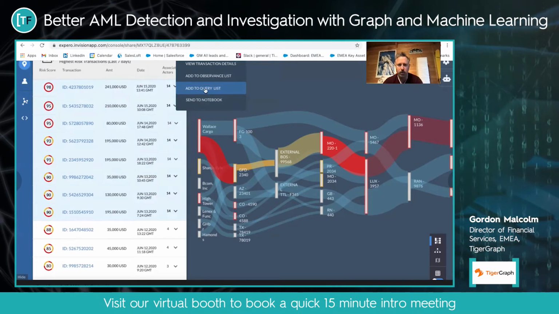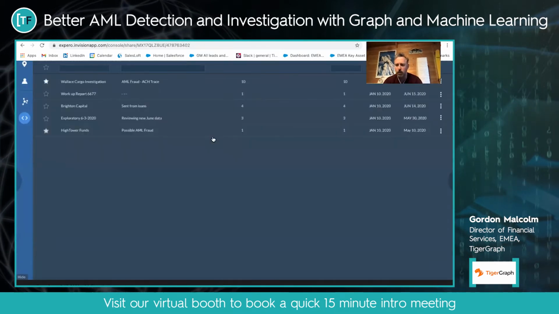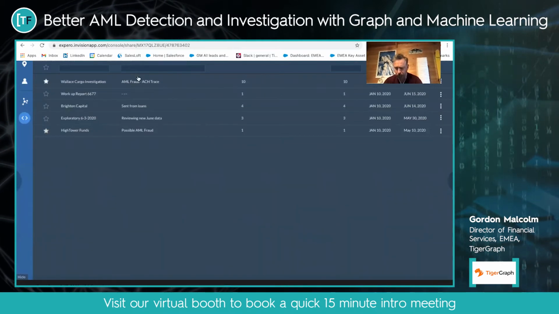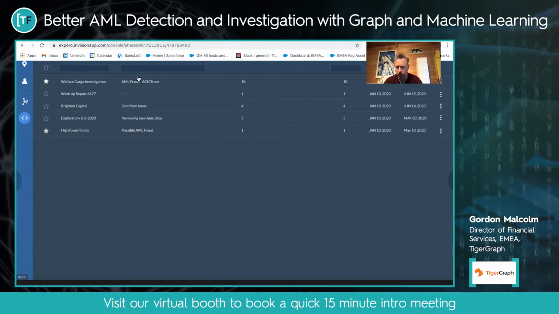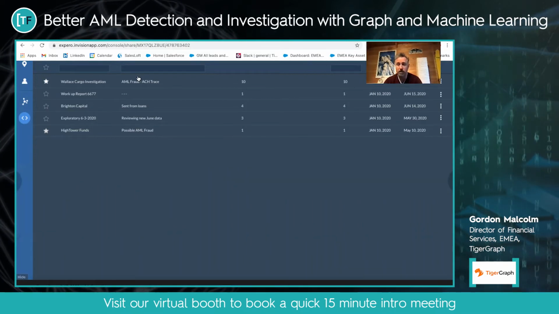So let's add this to the query list. We'll have a look at that query list. So we can see it's been added and saved. And saved queries show that they can be stored and modified. Also an example of how queries can become part of case management.